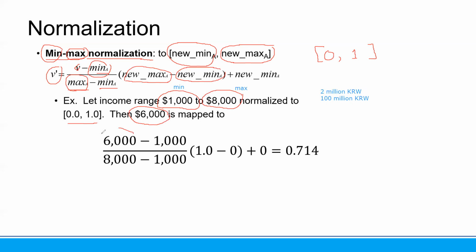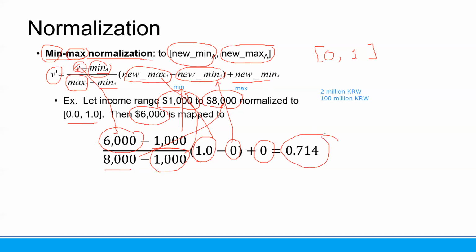So we put 6,000. This is the value that we want to convert, minus 1,000, which is the minimum, and then divided by 8,000, which is the maximum, minus 1,000, which is the minimum. And we want to change it into the new maximum, which is 1, and the new minimum, which is 0. And then plus the new minimum, which is 0. So we get the value 0.714.